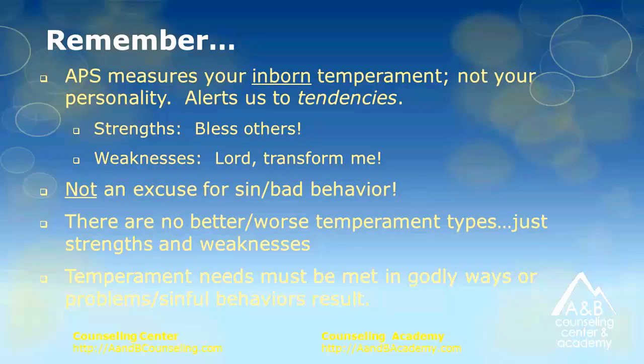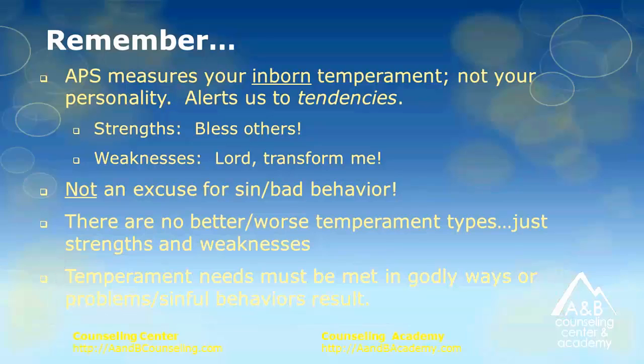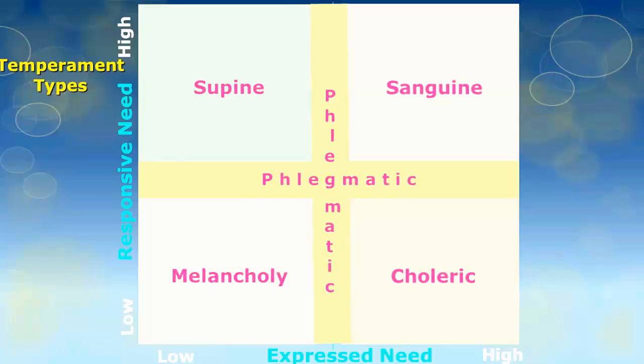And in the areas of weaknesses, there are areas where we can be working in cooperation with the Holy Spirit for the Lord to change us and transform us. The idea is that these needs must be met in godly ways, or sinful behaviors and personal problems are going to result. Just briefly, here are the 5 temperament types characterized by the responsive needs and the express needs given in each area. Once again, much more information is on the website, but you can see the 5 temperaments there, and today we're talking about the phlegmatic temperament, kind of the one there that's in the middle.